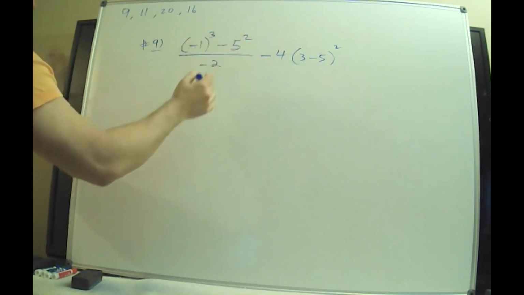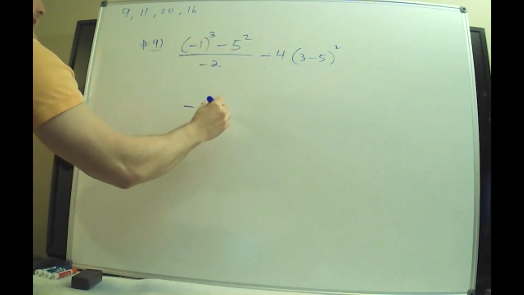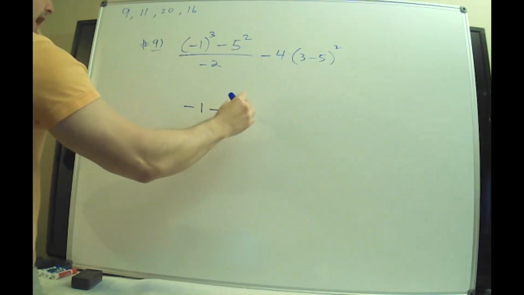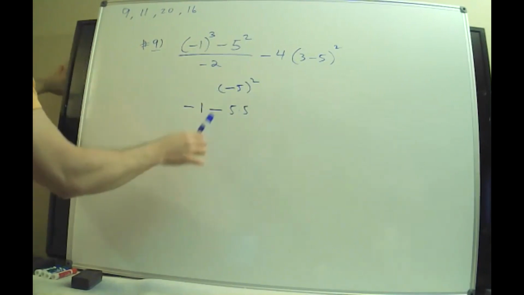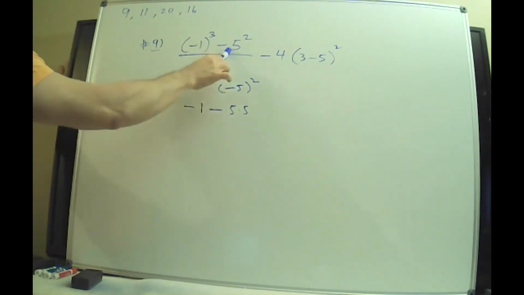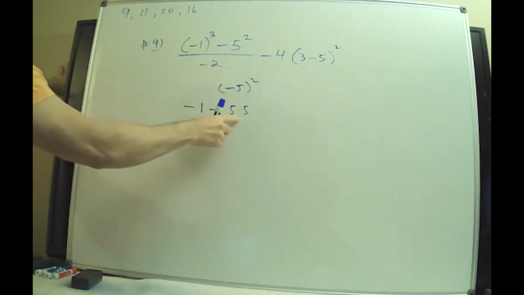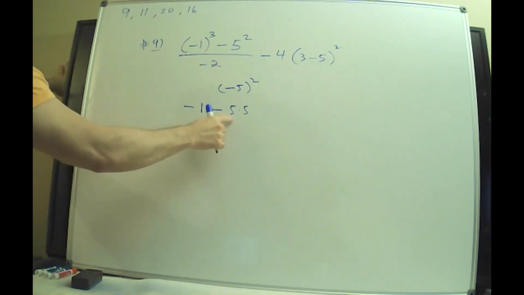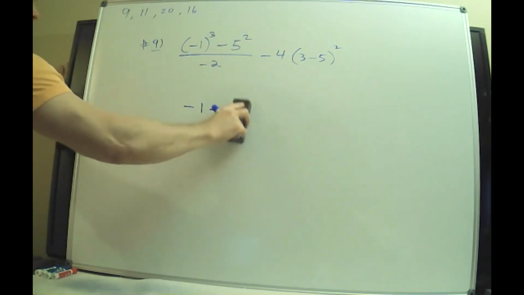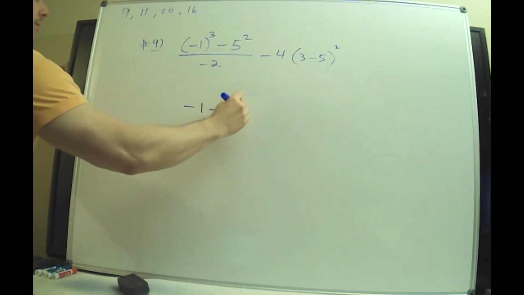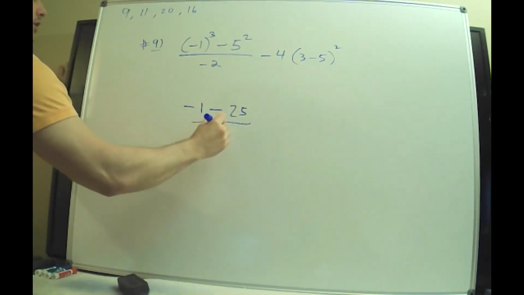Now, here's where you got to be very careful. I am subtracting 5 times 5. I am not doing this. I am not doing -5 times -5. That's not what this means. This is what it means. It means -5 times 5. And 5 times 5, not 10, it's 25. And then the bottom, I have a -2.